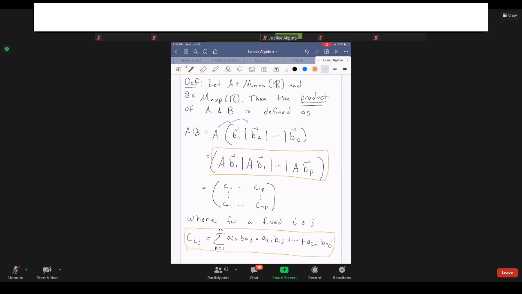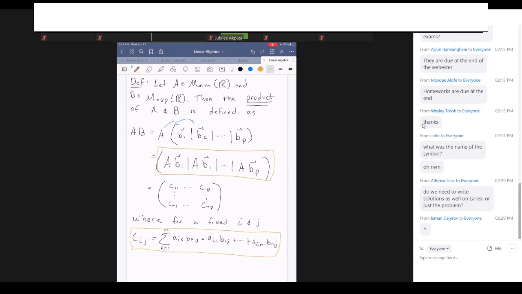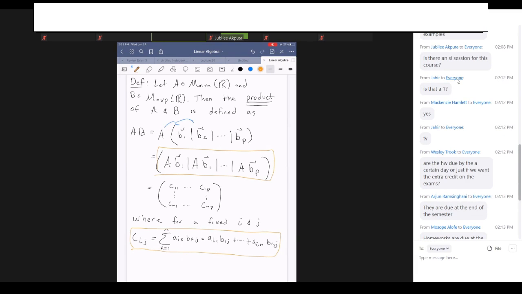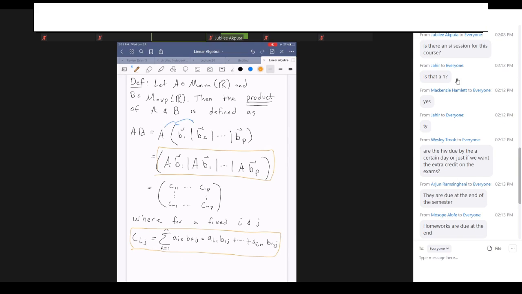Now there are shortcuts to it. I'm not going to make you use that disgusting sum that's there. I'll show you basically how to do it without having to worry about that.